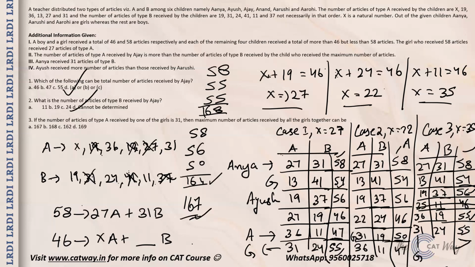So in all these cases, in one case we got 164, in another we got 167, and in the third we have got 168. So the maximum number of articles that could have been received by the girls will be equal to 168. That is option number B.